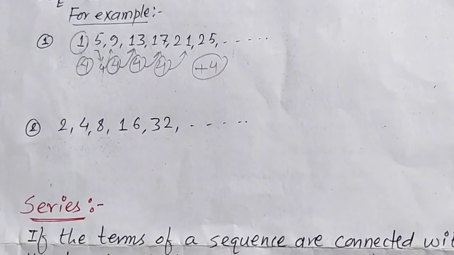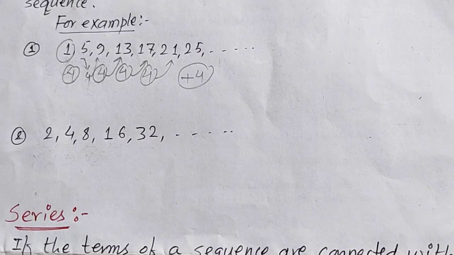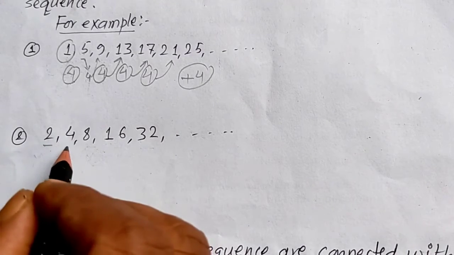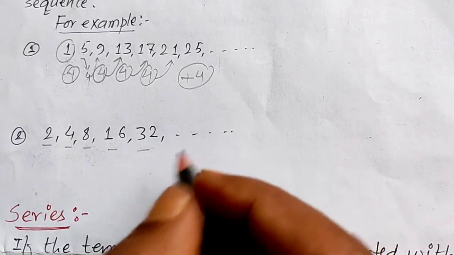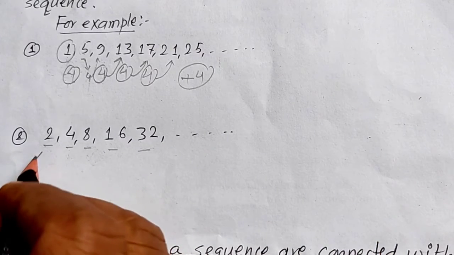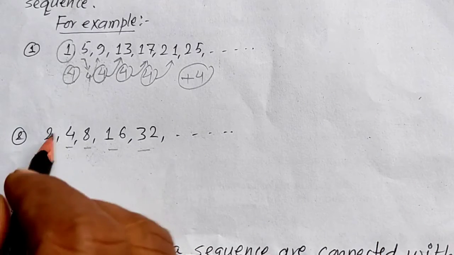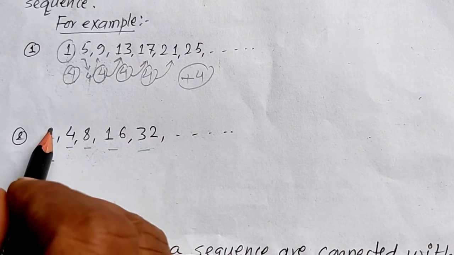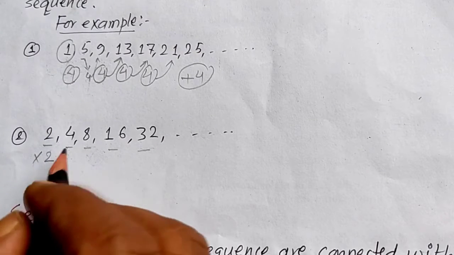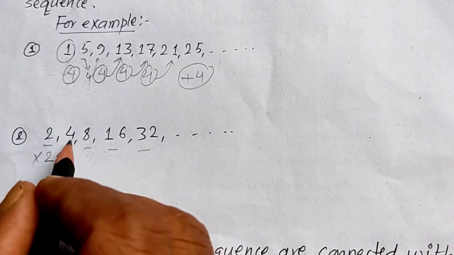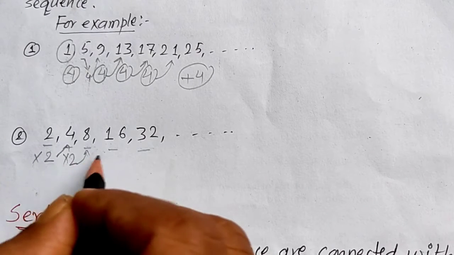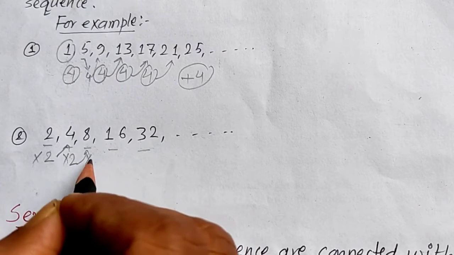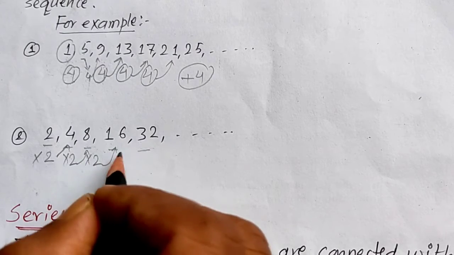Similarly, in the next example, you can see 2, 4, 8, 16, 32, and so on. That means if the first term is multiplied by 2, you will get the second term, that is 4. Again, this 4 when multiplied by 2 gives 8. Again, this 8 when multiplied by 2 gives 16, and so on.